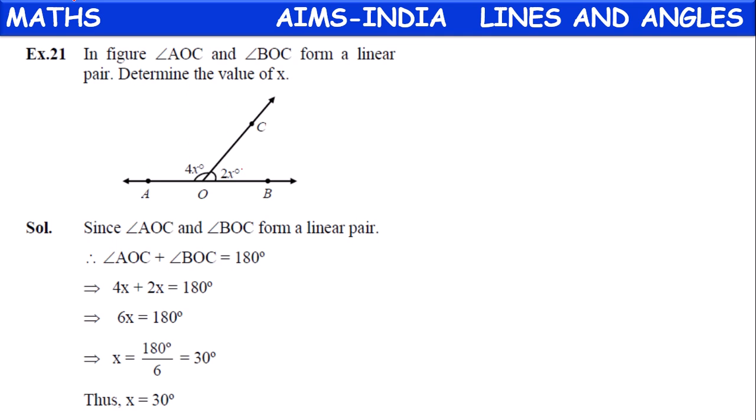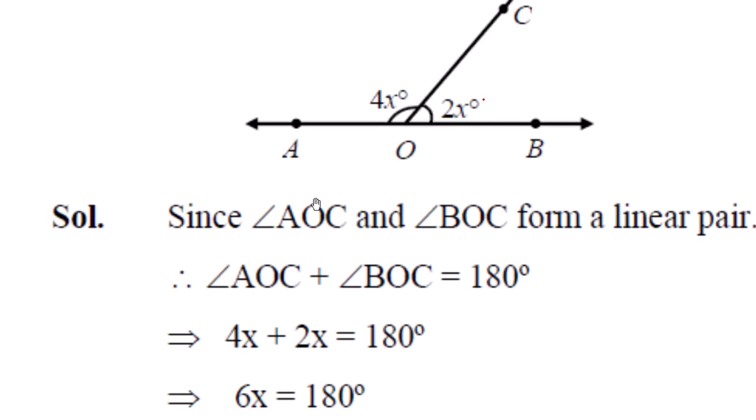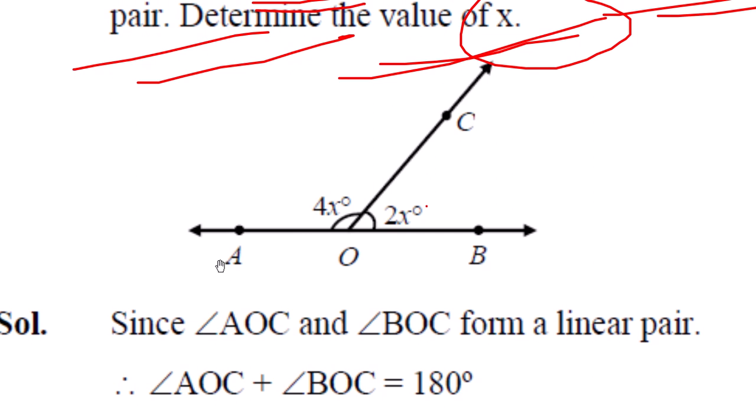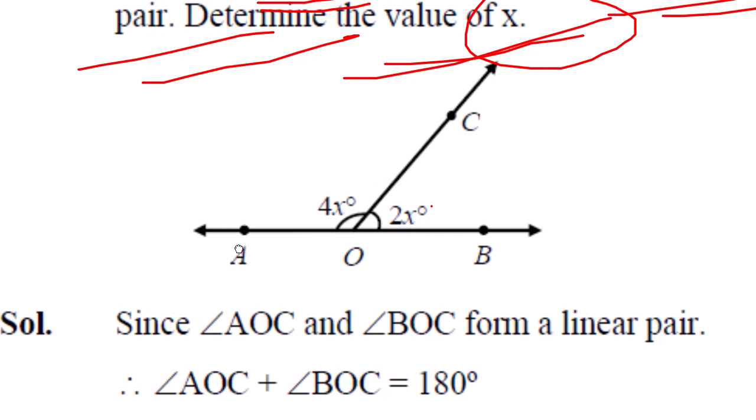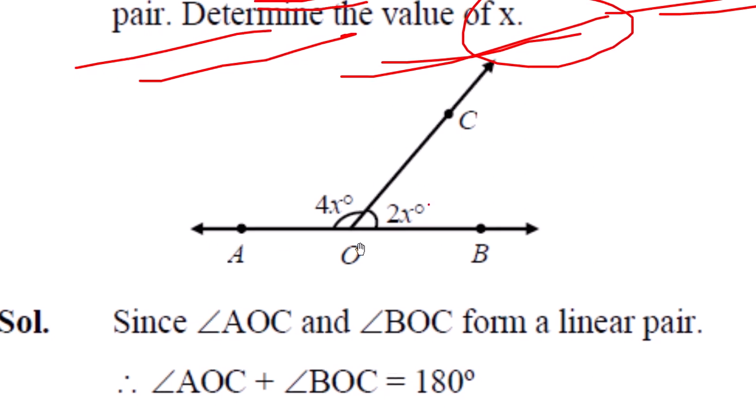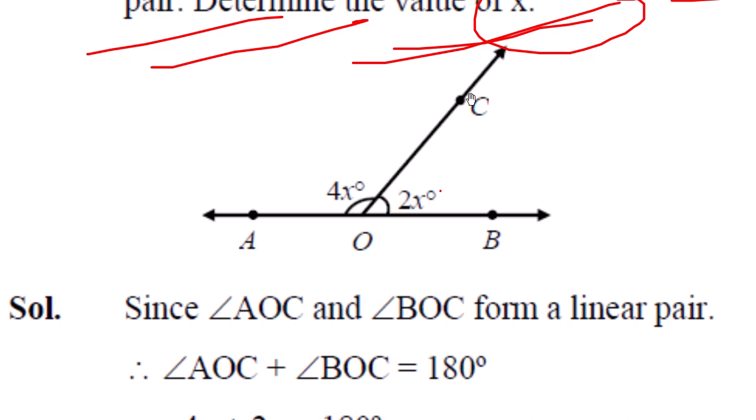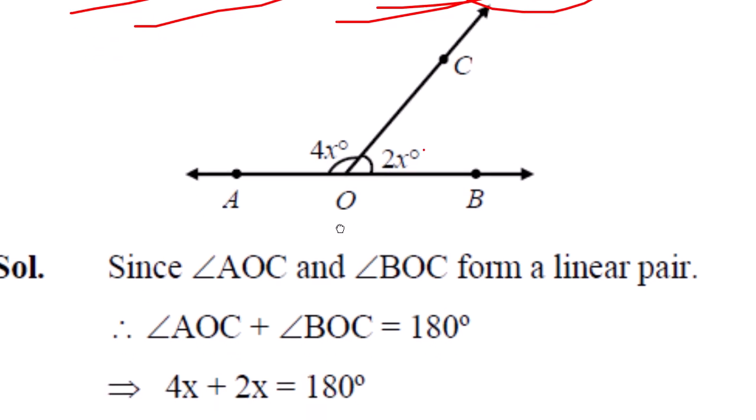Next one. In the figure, angle AOC and angle BOC form a linear pair. Determine the value of x. AB is a straight line, and OC is a ray standing on it. So 2x and 4x are adjacent angles which form a linear pair.